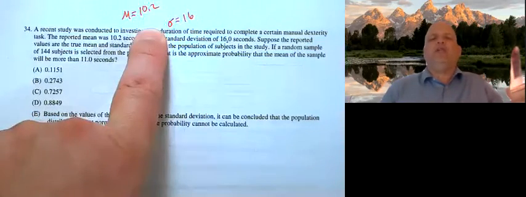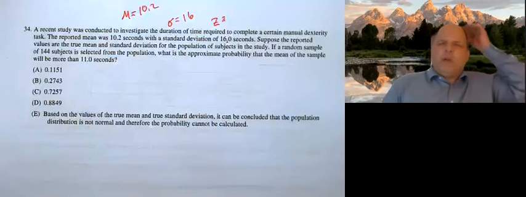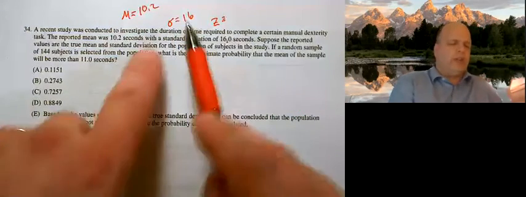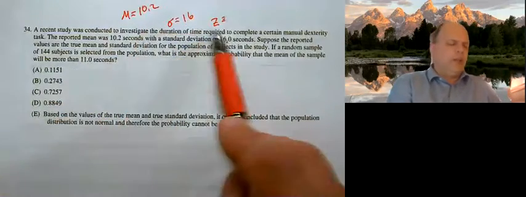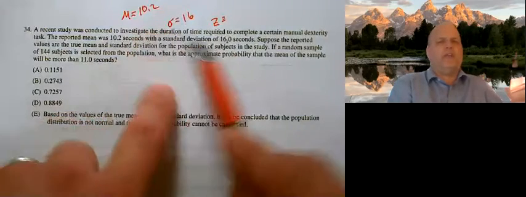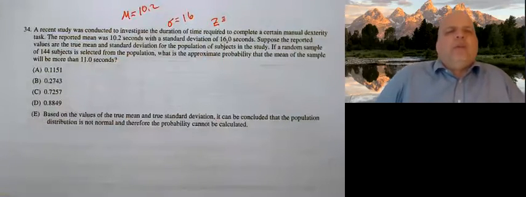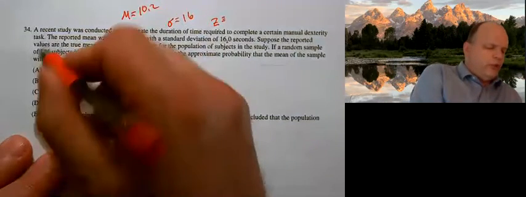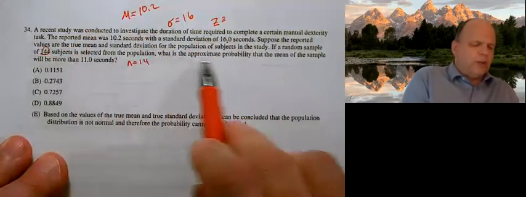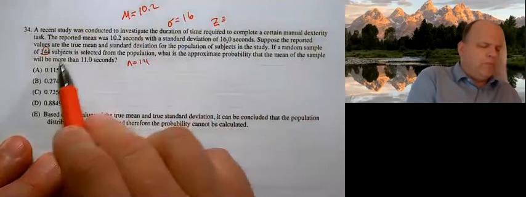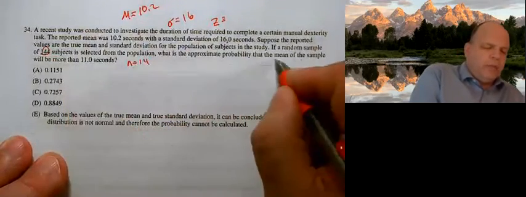Now, since this is standard deviation of the population as opposed to standard deviation of the sample, I can use a z-test, all right? And there's a couple different ways to look at this, but this is basically telling me the standard deviation they gave me is standard deviation of the population, so I get to use a z. Standard deviation of the sample, then I use a t, but standard deviation of the population, I use a z. Suppose a random sample of 144 subjects is selected, so n equals 144, what is the approximate probability that the mean of the sample will be more than 11? So the mean of the sample now.